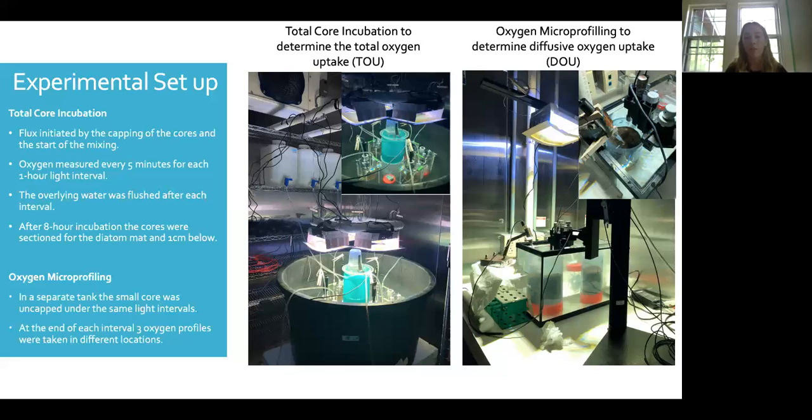Once that was completed, the cores were sectioned for the diatom mats, and also 1 centimeter below that for cell counts. At the same time, after each light interval in a smaller tank, oxygen microprofiles were done in a smaller core in 3 different spots to measure oxygen concentrations within the sediment after the same light intervals.